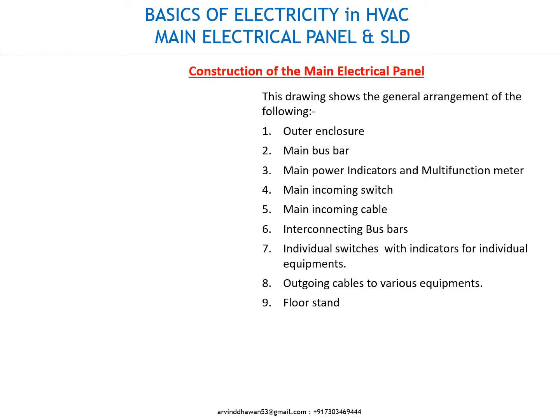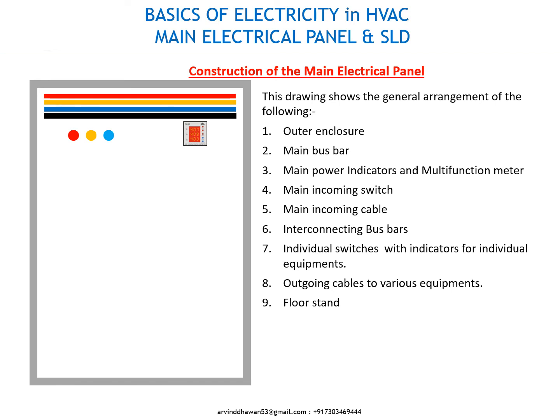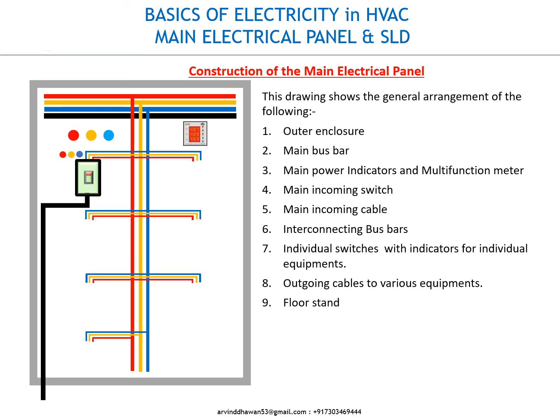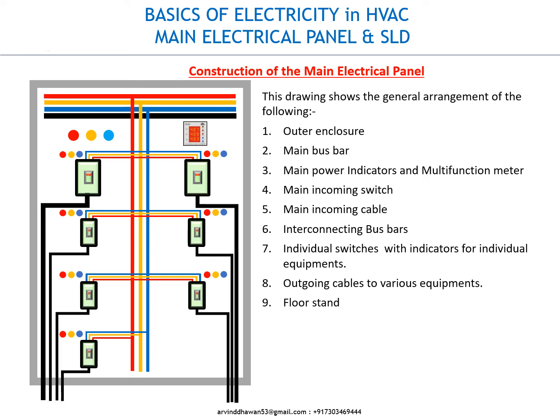This drawing shows the general arrangement of the following. 1. Outer enclosure. 2. Main bus bar. 3. Main power indicators and multifunction meter. 4. Main incoming switch. 5. Main incoming cable. 6. Interconnecting bus bars. 7. Individual switches with indicators for individual equipments. 8. Outgoing cables to various equipments. 9. Floor stand.